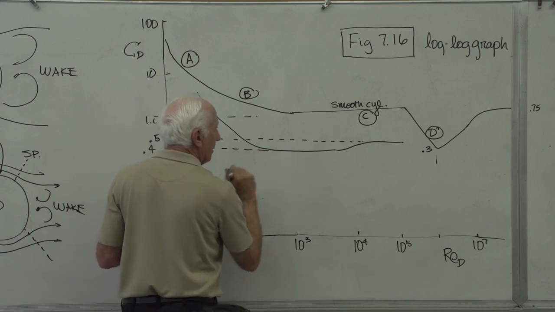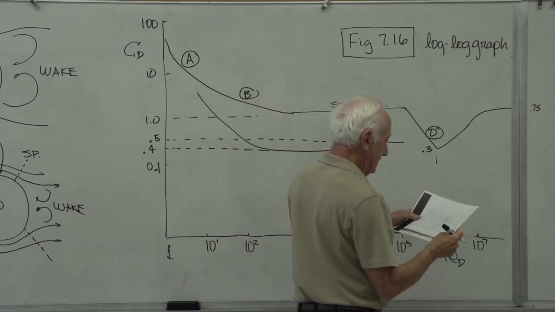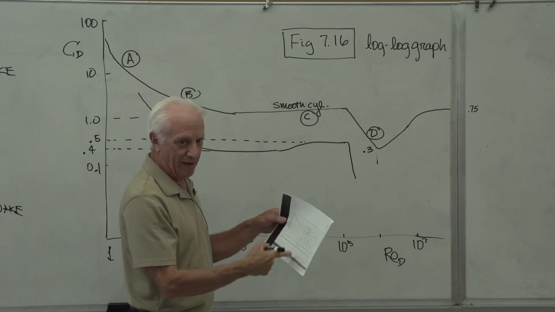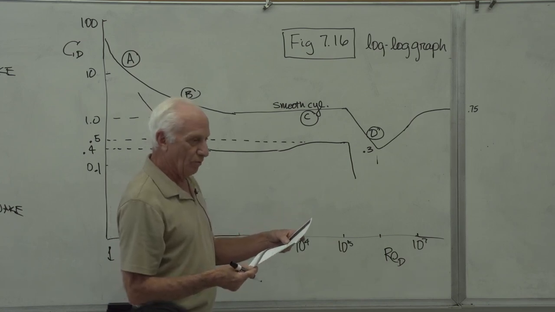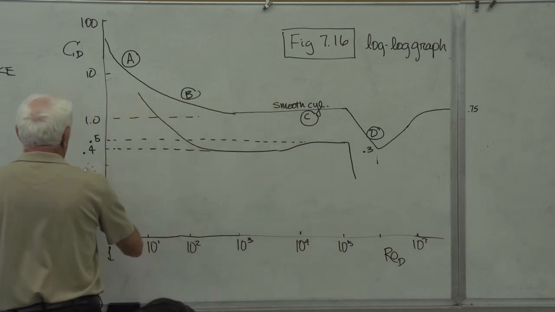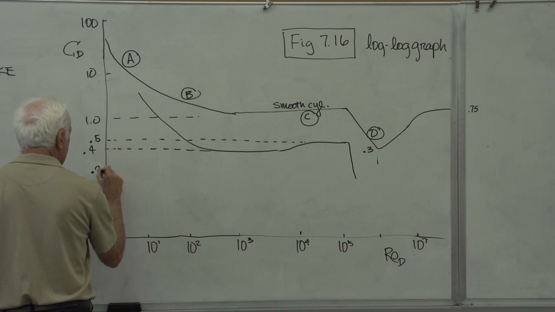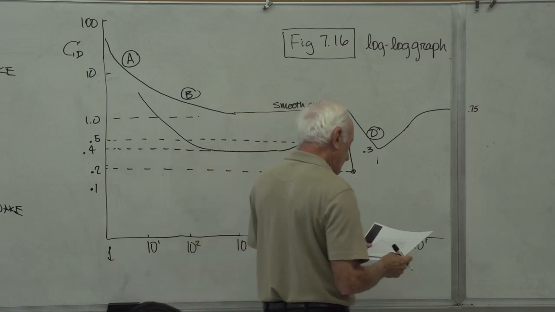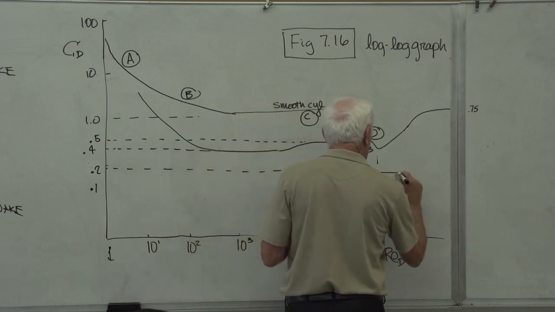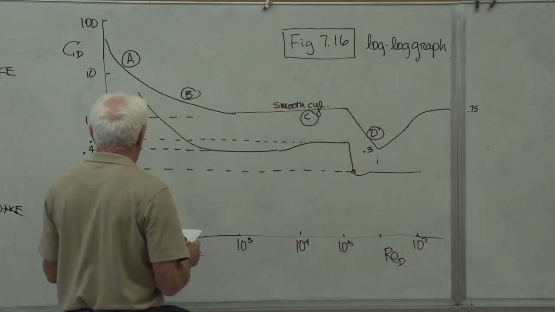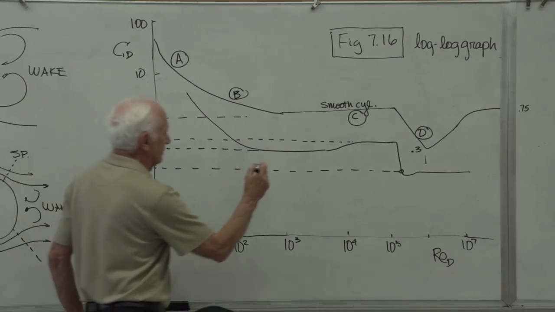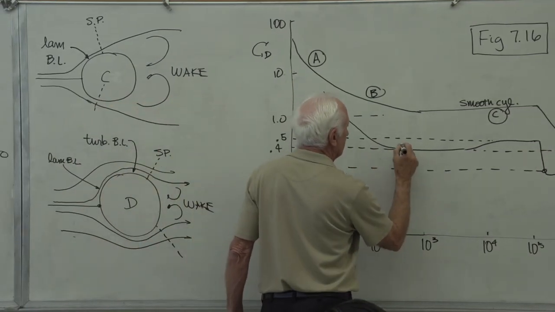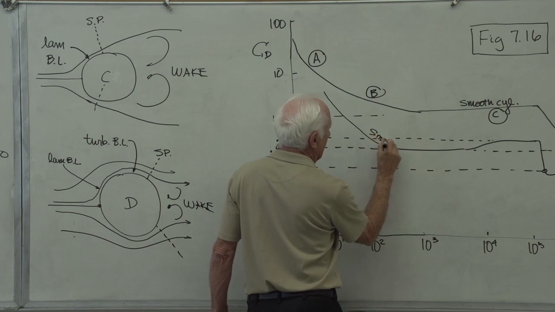0.5, 0.4. And when it gets to that point right there, you see at 2 times 10 to the fifth, boy, the bottom drops out. Not gradually, I mean the bottom drops out down to essentially 0.2. When it gets down to there, then it recovers a little bit and goes out like that at 0.3. So this is for a smooth sphere.